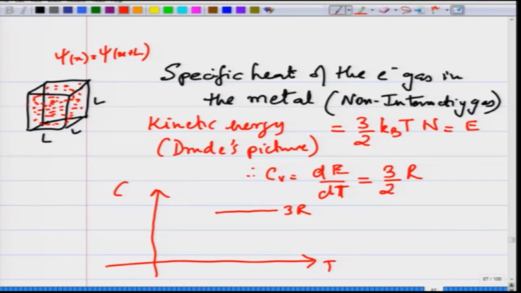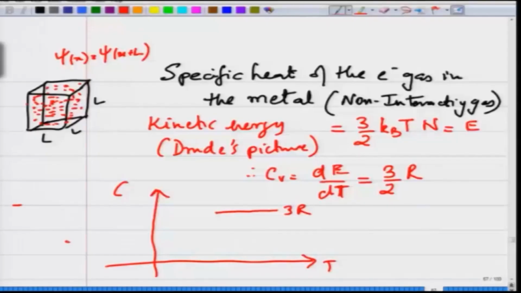We have not talked about the ions, but those ions are vibrating. As you supply heat to the system, they absorb energy and start vibrating, and as they vibrate there is a change in the energy of the system. That governs the specific heat of the system. So, there is a contribution to the specific heat coming from the positive ions present inside the solid.